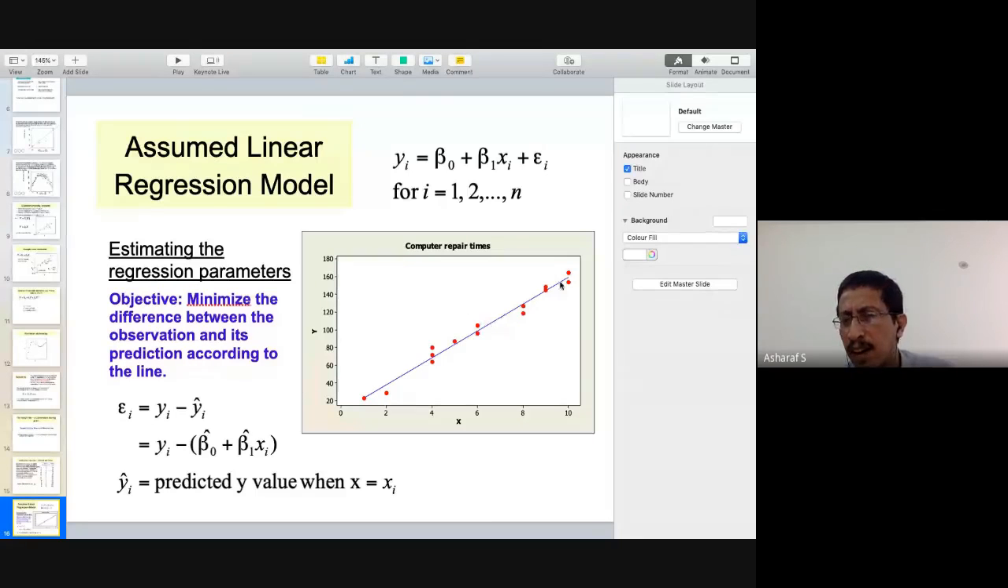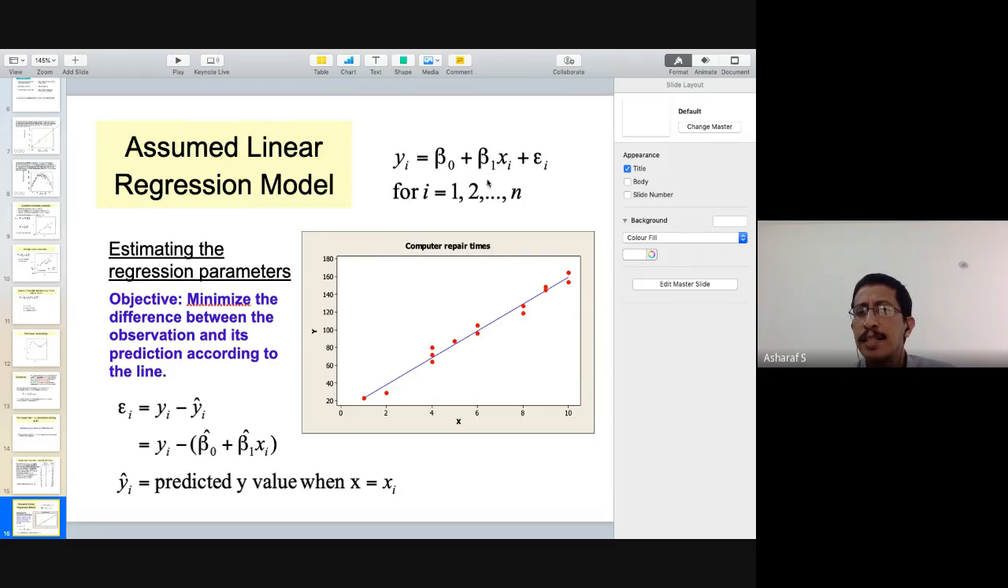How do you fit this line? What is your agenda? You want to get the best fit with respect to your data, and you know that there is an error. You want to minimize these errors such that you get the best line. The objective is to minimize the difference between the observed value and its prediction according to the line. So you want to find that line which best fits my data. The objective function is to minimize the notion of error. So what is error?